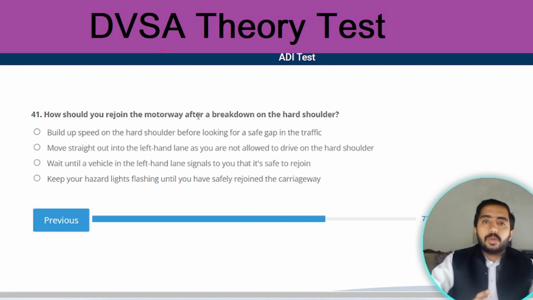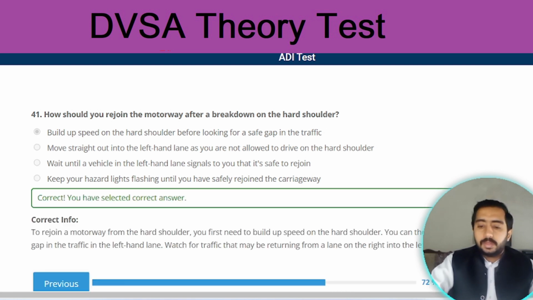How should you rejoin the motorway after a breakdown on a hard shoulder? After a breakdown on a hard shoulder, the correct answer is build up speed on the hard shoulder before looking for a safe gap in the traffic. Option A. Next one.